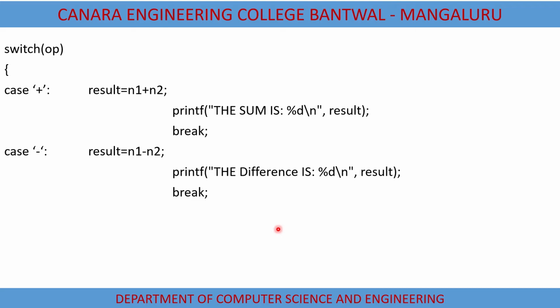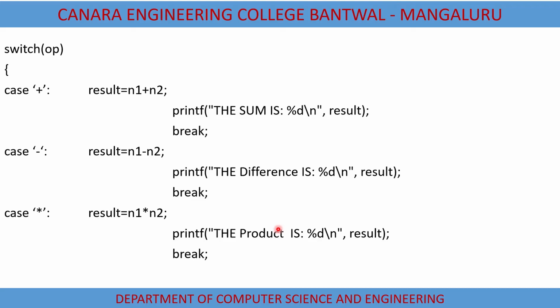Similarly, we are going for case star, that is, star is for multiplication. Case single quote star, colon, followed by result is equal to n1 into n2. We are printing the product: the product is %d followed by the result. Again we are using a break statement to end the process or to come to the end of the switch.